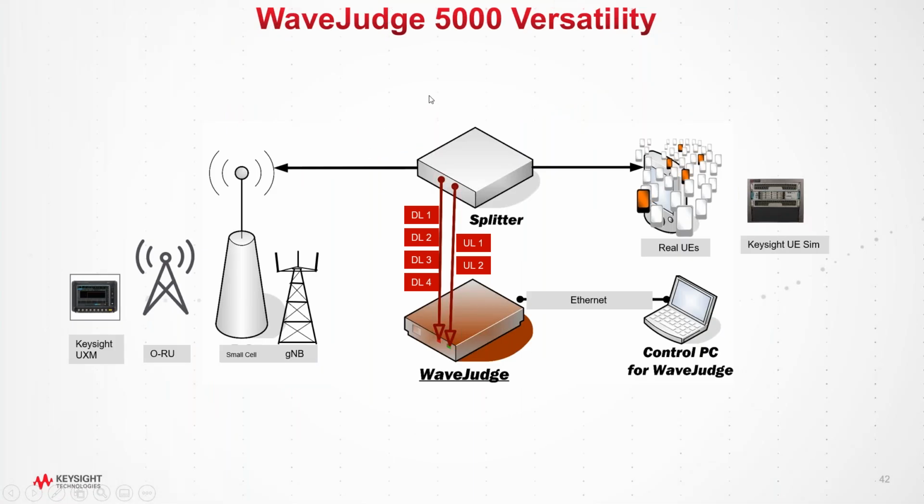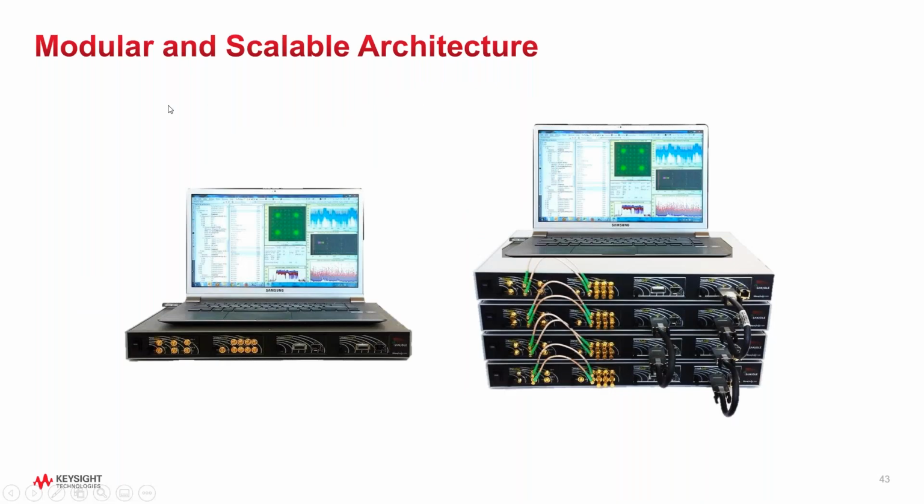Now, I told you we were going to use the WaveJudge. So let's just talk a little bit about the versatility of the WaveJudge. The WaveJudge is an RF sniffer. It is very versatile in that it can decode multiple downlinks and multiple uplinks at the same time. We have a lot of flexibility in that you see the UXM on the left here. So an emulated base station can talk to real devices, or you can have emulated devices talking to real base stations. We even have O-RAN over here. It's a very versatile product, but it's also modular and scalable.